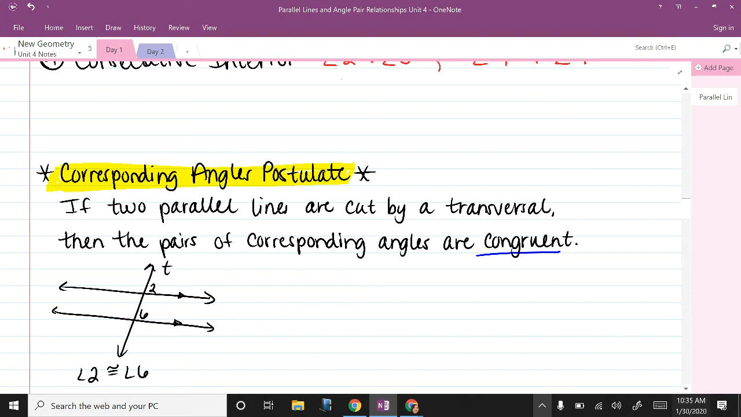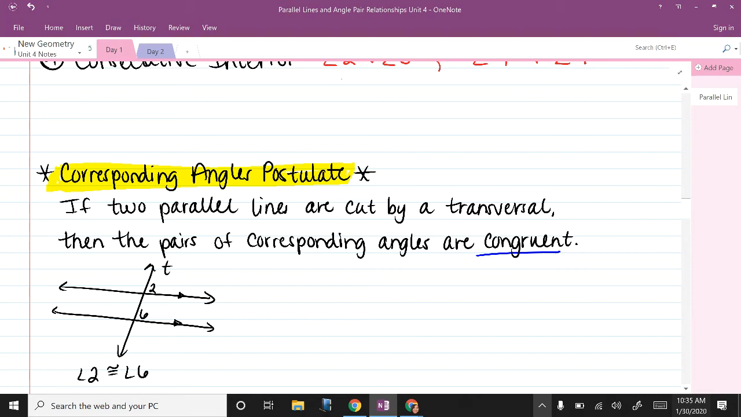The corresponding angles postulate says if two, what kind of lines? Parallel. So if the lines are parallel, do you see those little arrows on these two lines? That is showing you those are parallel. So anytime you see any extra arrows or little triangle looking things with the two lines, that means those lines are parallel to each other. Okay? So if two lines are parallel and they're cut by a transversal, then the pairs of corresponding angles are what? Congruent. Highlight the word congruent.